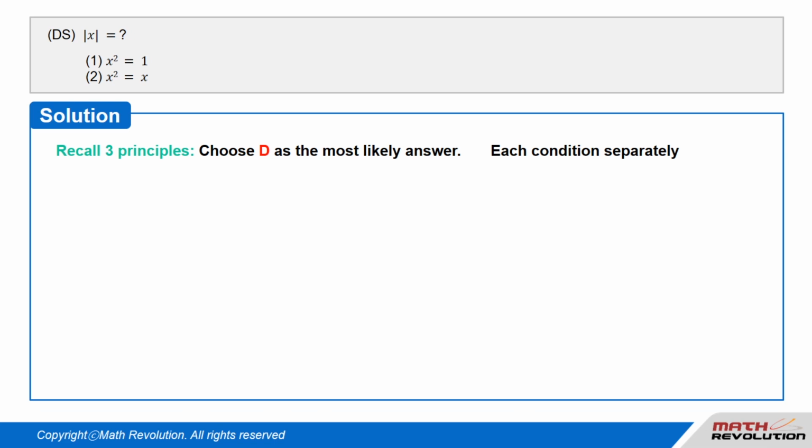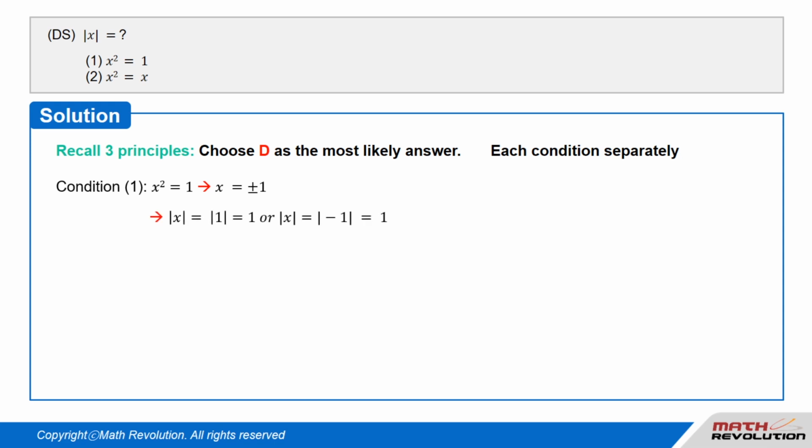If you have some time, you should check the question. Therefore, let's look at the conditions separately. Condition 1 tells us that x squared equals 1. That is, x equals plus or minus 1.